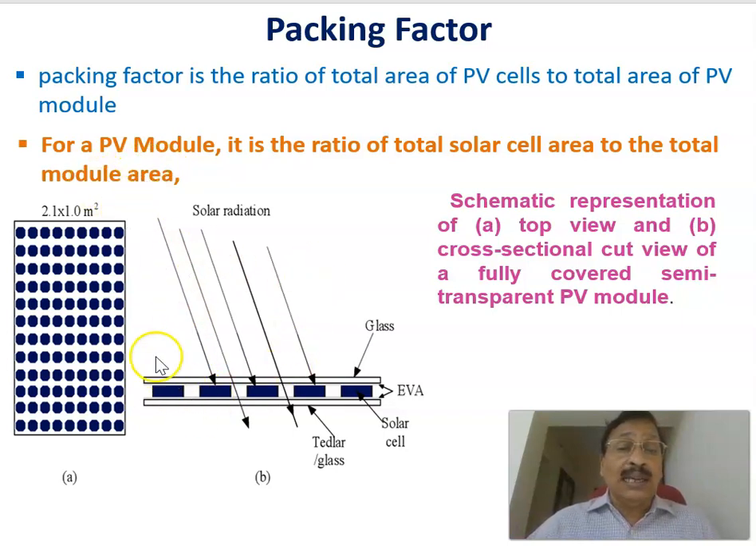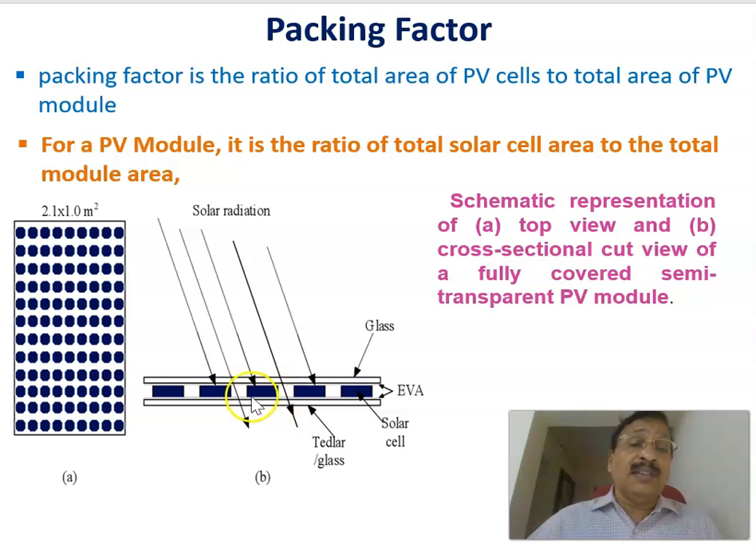In this case, this is the schematic representation, the top view, and the cross-sectional view is shown here. This is the glass through which the light falls on the PV cell, and there is a gap between the cells. In semi-transparent PV modules, the light falling through the gap does not produce any electrical energy. So how much is the area of the solar cells divided by the total area of the module, that is what we call the packing factor.